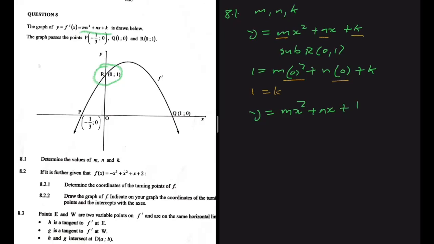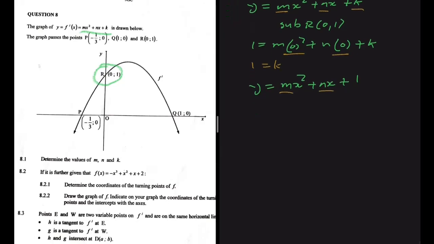Now we're just left with m and n, and we have the 2 points, right? So with the 2 points, let's see how we can determine m and n. Let's substitute point Q first, of coordinates (1, 0), right? If we substitute that point, we get 0 equals m multiplied by 1 squared plus n multiplied by 1 plus 1, right? So we have minus 1 minus m equals n. Here I just took 1 and m to the left-hand side, and we can call this equation 1.